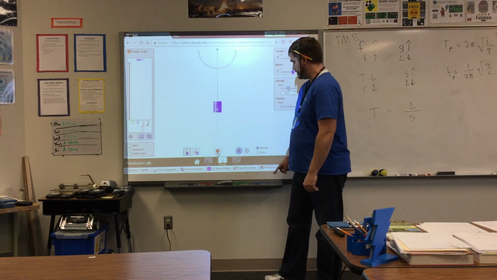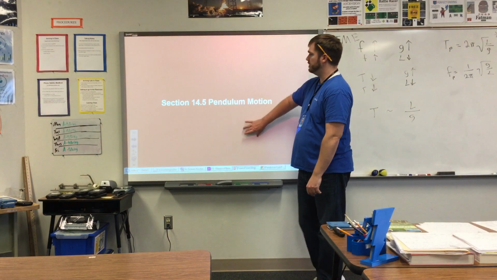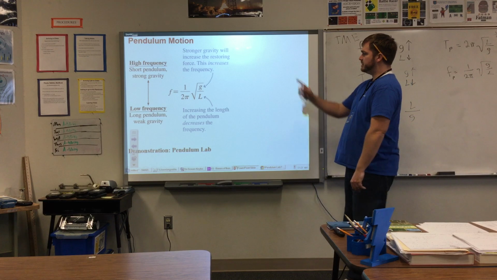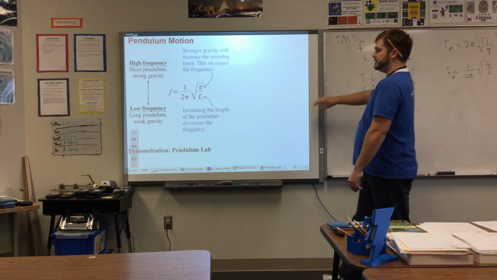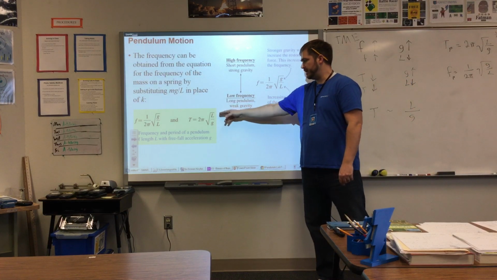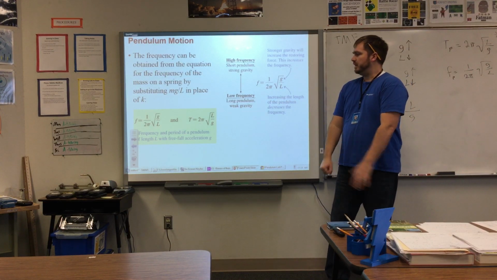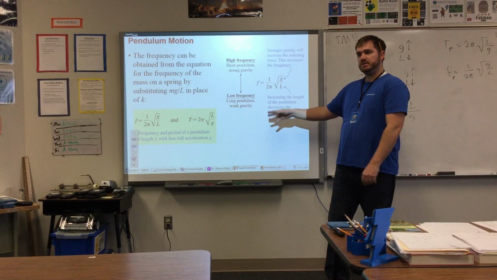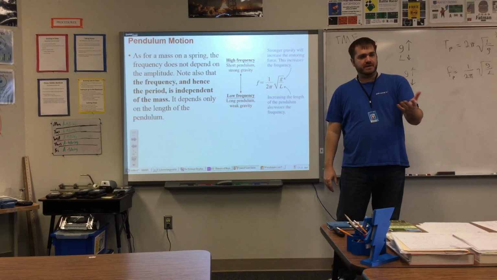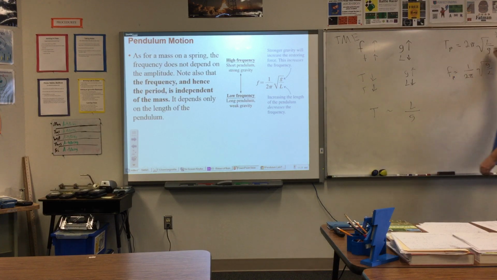We'll stop it so that it doesn't continue to go on forever. In the book, they went through that whole process. So frequency, 1 over 2 pi square root of G over L, and time period, 2 pi square root of L over G. Very similar to the spring, but we can see once again the things that make the difference in the time period: length and gravitational pull. Stuff that doesn't make a difference.